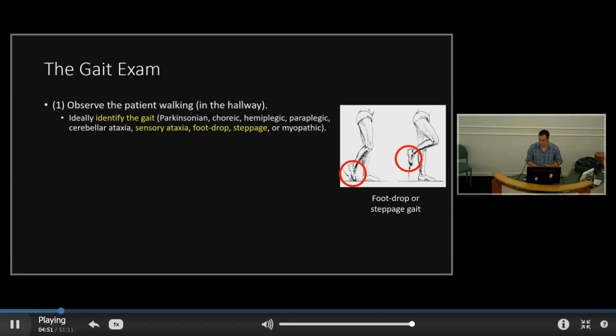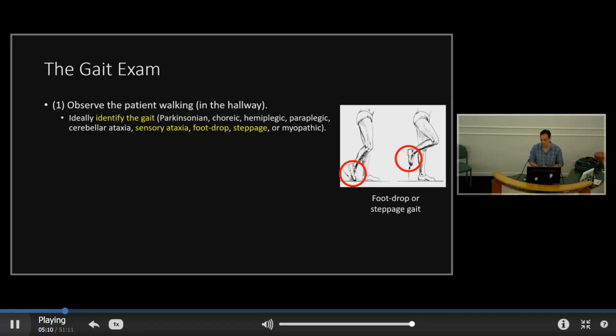Then you have your 2 ataxic gaits. So the cerebellar ataxia and the sensory ataxia. The cerebellar ataxia, of course, is a cerebellar problem. The sensory ataxia is a proprioceptive problem. So the cerebellar ataxia will give you a wide-based veering gait. The sensory ataxia will also give you a wide-based veering gait, but will give you some extra stuff too.